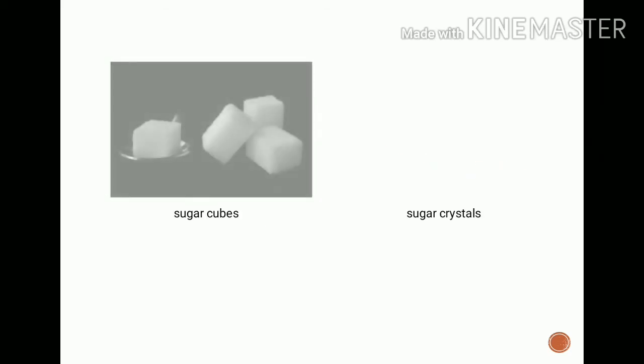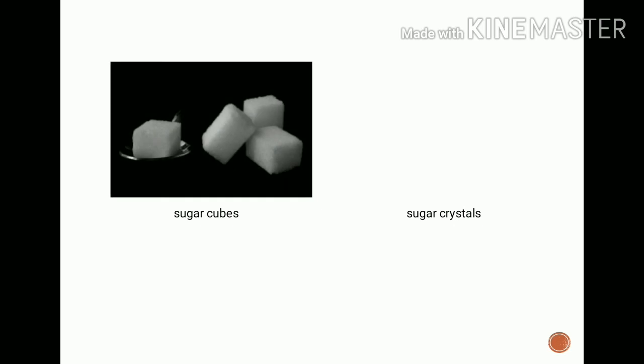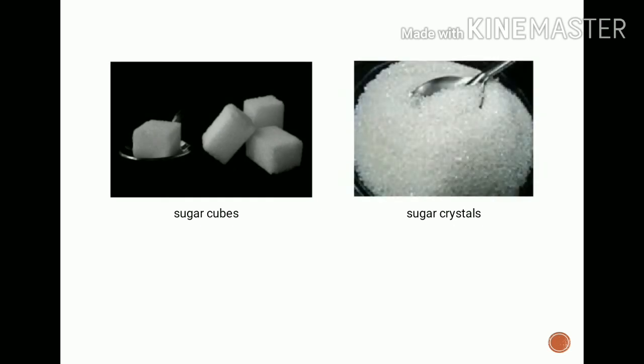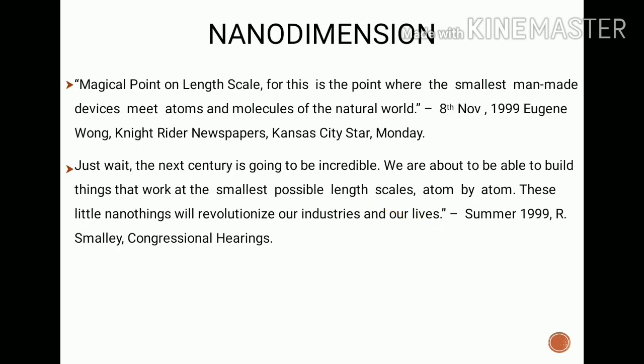Consider this example of sugar cubes and sugar crystals. If we ask which one dissolves in water first, obviously the answer is sugar crystals, because more surface area of the sugar crystals is exposed to the water than the sugar cubes, and that is why sugar crystals dissolve more readily in water than sugar cubes. The same underlying principle of nanotechnology can be used here.